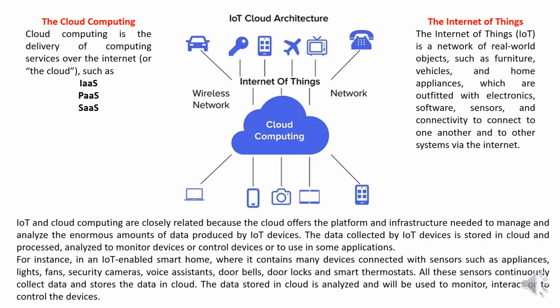Internet of Things is a network of real world objects such as furniture, vehicles, and home appliances which are fitted with sensors, software, and interconnected with other systems via the internet, and they can exchange data. IoT and cloud computing are closely related because the cloud offers the platform and infrastructure needed to manage and analyze the enormous amounts of data produced by IoT devices.